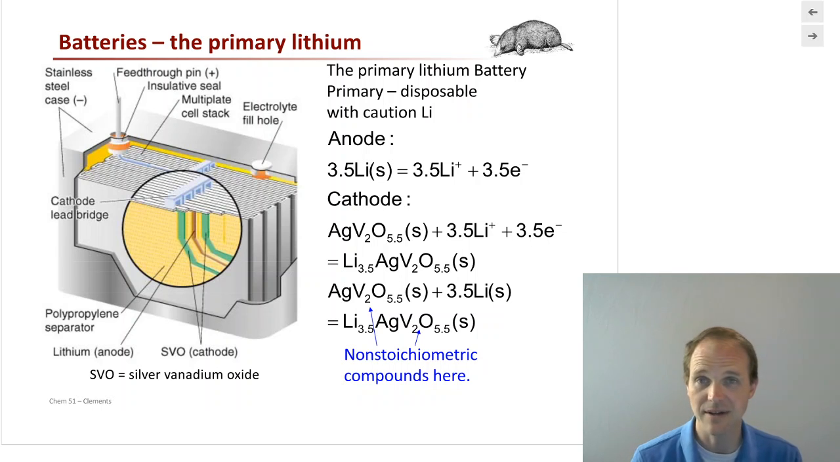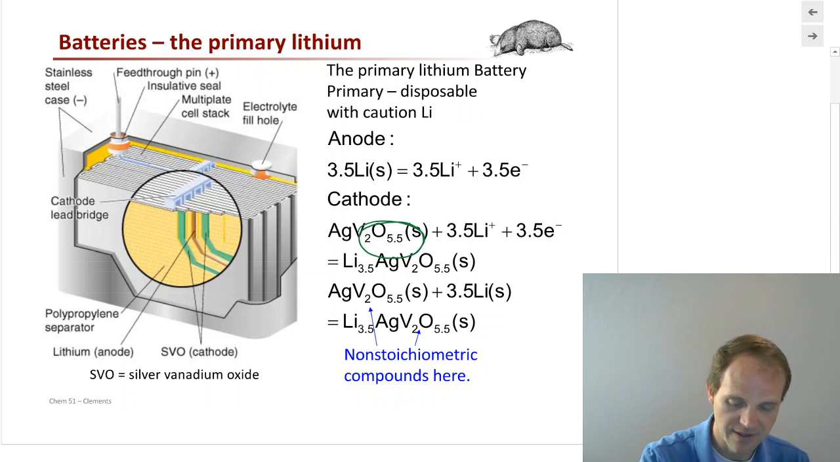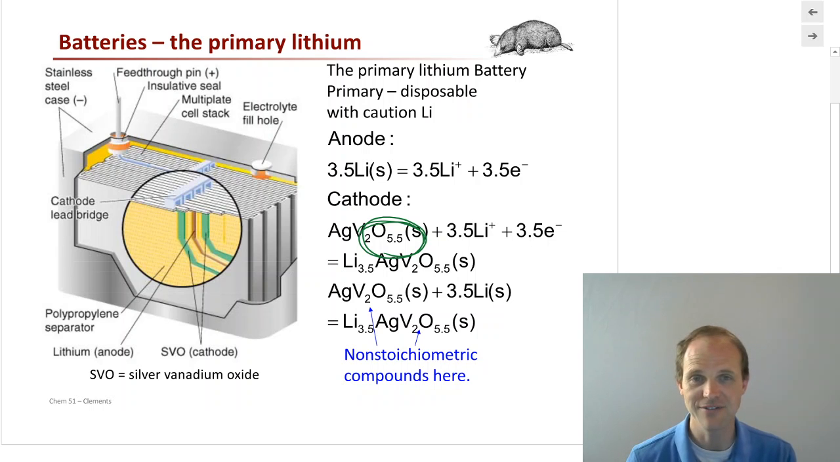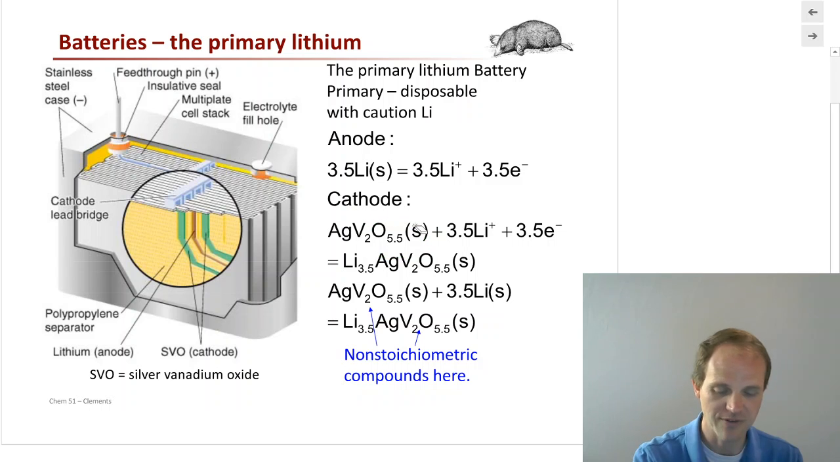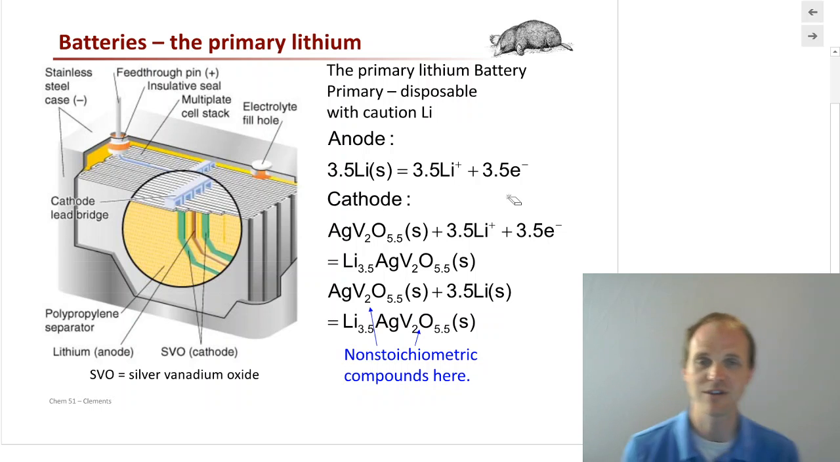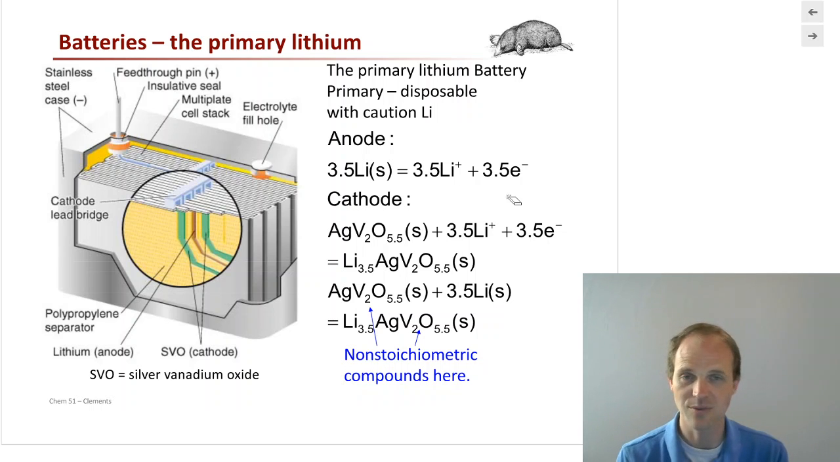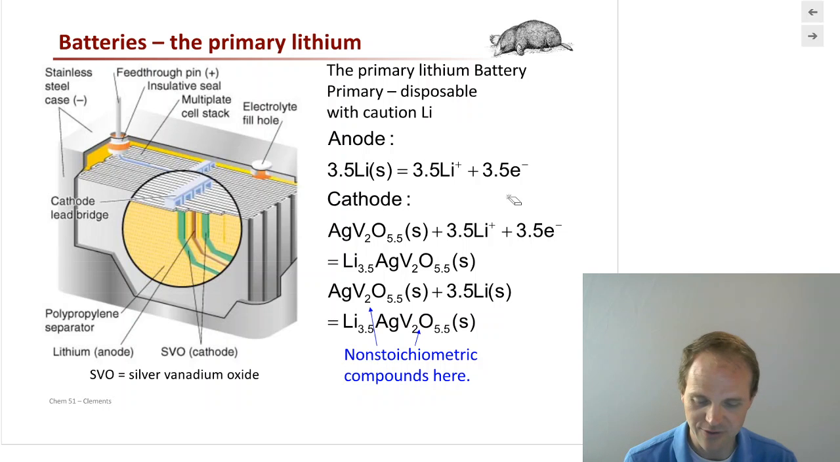One very interesting thing about these primary lithium batteries is, you see this down here, you have O5.5 as your formula. So you've got silver, vanadium, and oxide with an O5.5. You've got 3.5 lithiums reacting, producing 3.5 electrons. It's very interesting. These are what are called non-stoichiometric compounds. They are things where the crystal structure at a very fundamental level is such that there is really only half an oxygen in one crystal, and there's half an oxygen sitting in this other crystal, and if you try to interpret it any other way, it doesn't really work. And so we get these funny little non-stoichiometric compounds, which is kind of a cool thing.